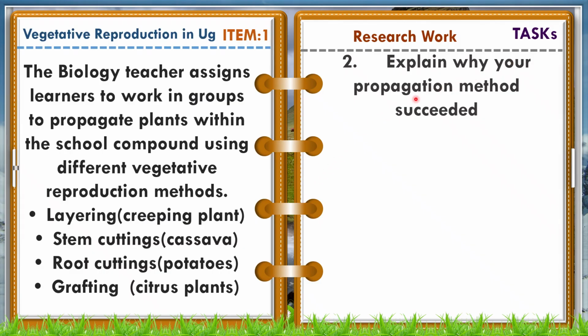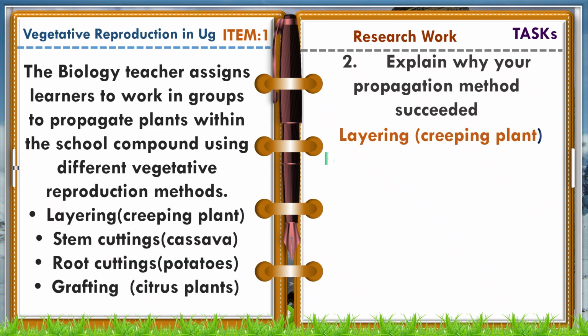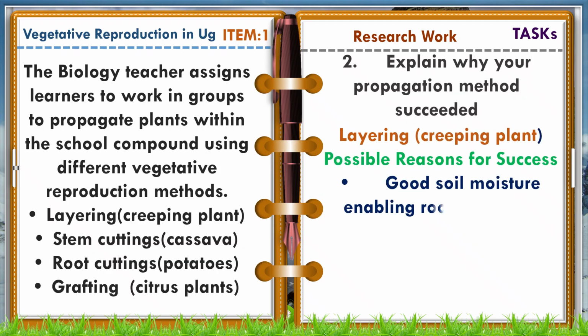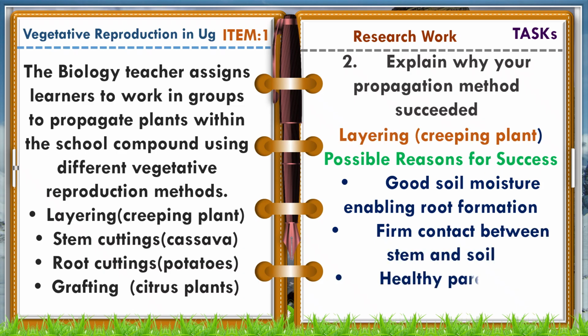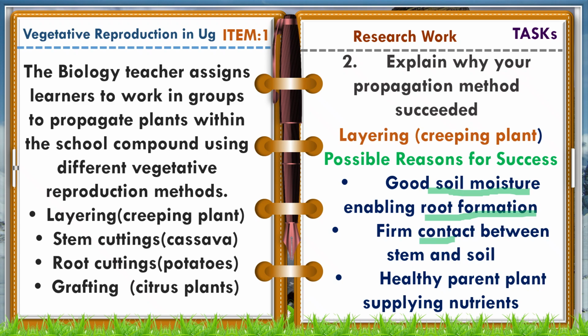Explain why the propagation method succeeded. Layering, creeping plant, possible reasons for success. There was good soil moisture, which enabled root formation. There was firm contact between the stem and the soil. Then we had a healthy parent plant, which supplied nutrients.